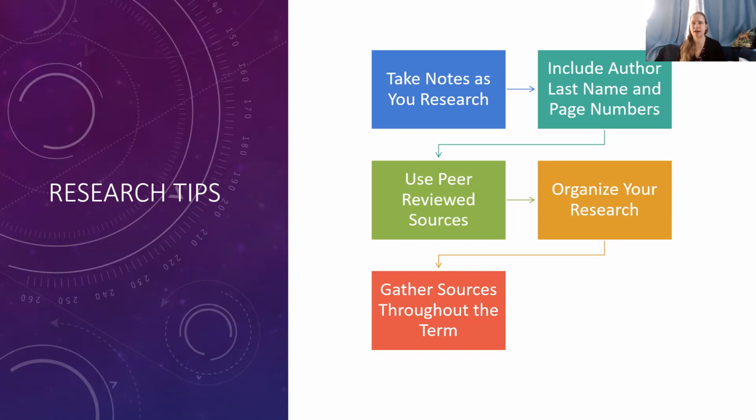Some people like to have, again, the 3-ring binder that they have them printed off because they like the physical documents. Some people like to have folders on their computer and they have them organized specifically that way. However your brain works best, that's how you want to organize your research. And then do gather sources throughout the entire term.